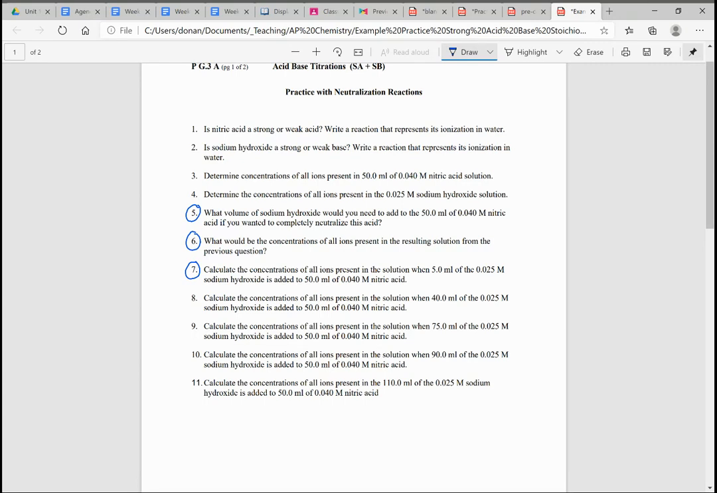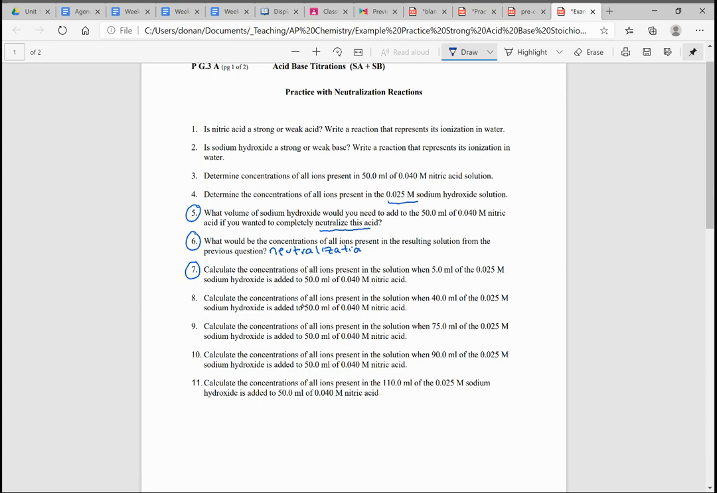So number 5, what volume of sodium hydroxide would you need to add to the 50 milliliters of 0.040 molar nitric acid if you wanted to completely neutralize the acid? And this sodium hydroxide is the 0.025 sodium hydroxide that's in the problems. Okay, so the first question, number 5, this is a neutralization question. And then number 6 says, what would be the concentration of all ions present in the resulting solution from the previous question? So this is also a neutralization question.